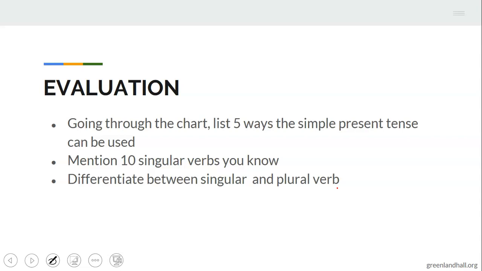Differentiate between singular and plural verbs. Now that's another simple one. Who can tell me that answer? It's very simple, am I right? Okay, a singular verb comes with an S, while a plural verb does not come with any S.